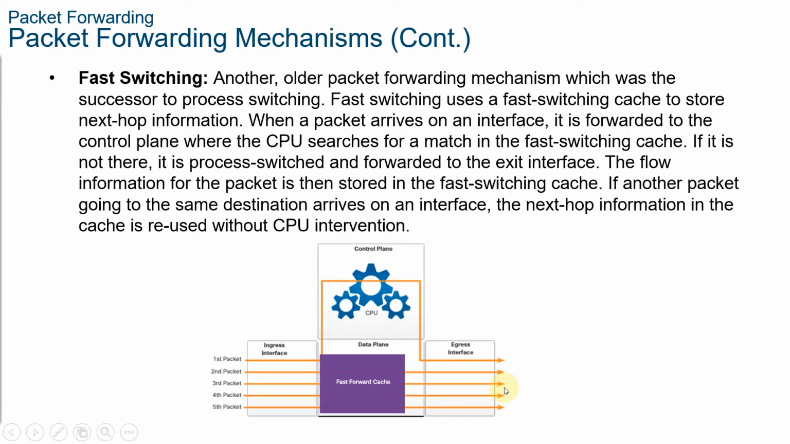So the flow information for the packet is also stored in the fast switching cache. If another packet going to the same destination arrives on the interface, the next hop information in the cache is reused without CPU intervention. So with fast switching, notice how only the first packet of the flow is process switched and added to the fast switching cache. The next 4 packets are quickly processed based on the information in the fast switching cache.